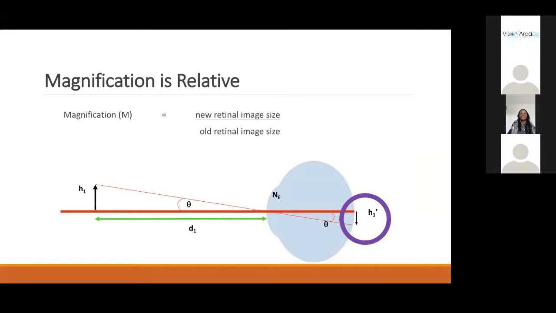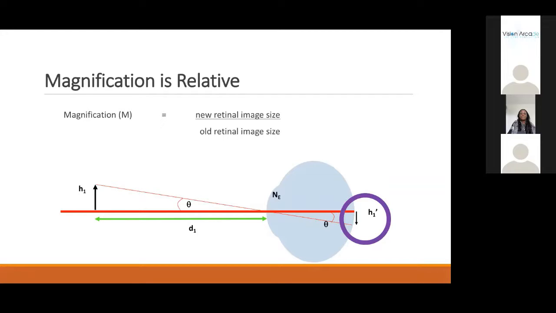So magnification is relative. It is the ratio of comparing the situation before versus after some change in the viewing environment has occurred. If a patient can't resolve the retinal image, despite it being optimally focused, then it must be enlarged so that they're able to see it. To work out magnification, you divide the new retinal image size by the old retinal image size.